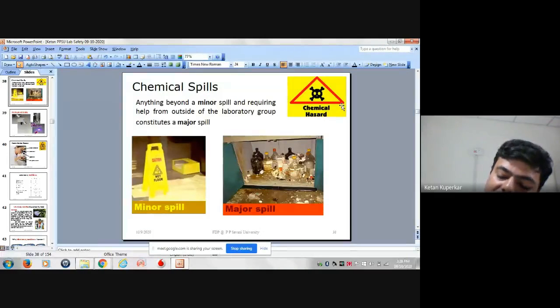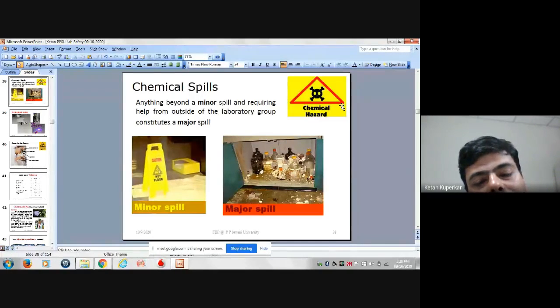Now the second is the chemical hazard. You may find the difference in both the pictures I have mentioned here: the minor spill and the major spill. If the minor spill is not addressed at that particular moment, it definitely grows into a major spill.